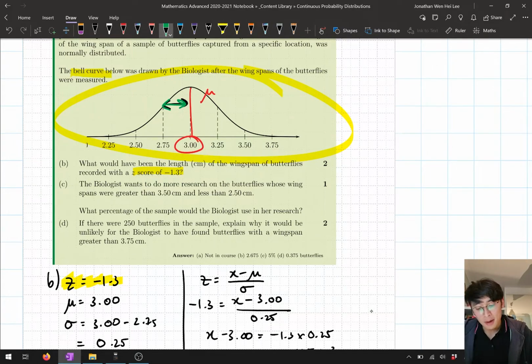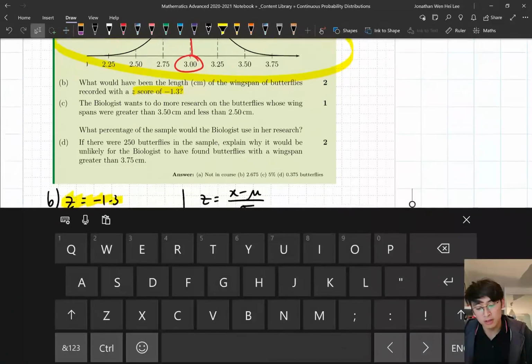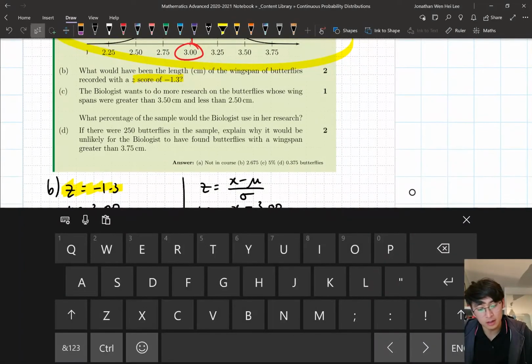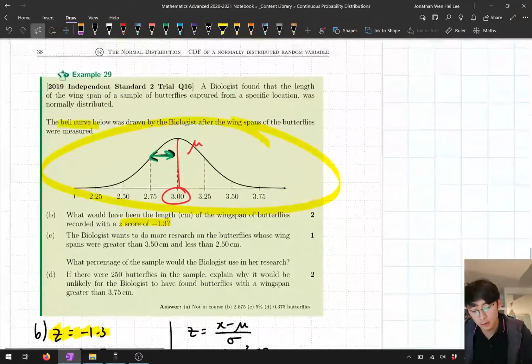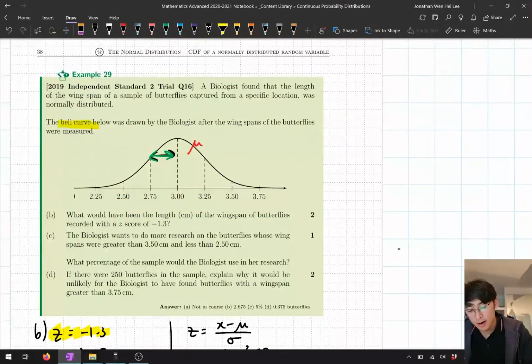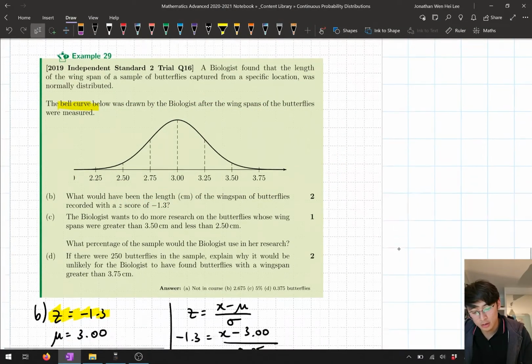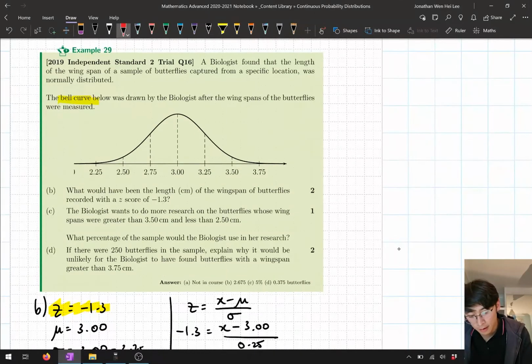Okay. Part C. The biologist wants to do more research on butterflies whose wingspans are greater than 3.5 and less than 2.50. What percentage of the sample would the biologist use in her research? So let's have a look here at the diagram. We want to look at the part which is greater than 3.5 centimeters and less than 2.5. So let's highlight that on my diagram. That's here, greater than 3.5 and less than 2.50.